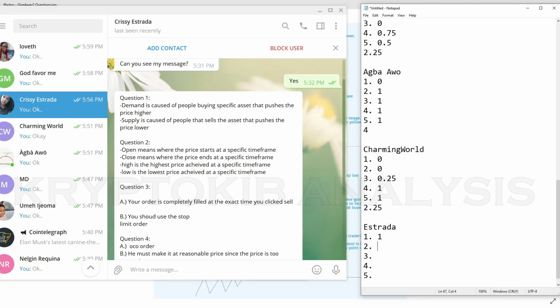Next, question two. Open means where the price starts, okay? Close means where the price ends, okay? High is the highest, low is the lowest. So that's another one.